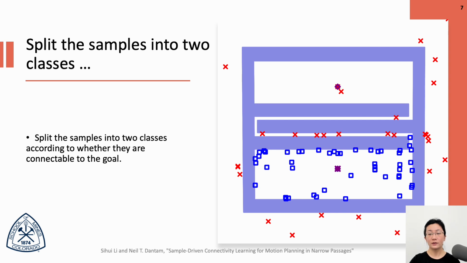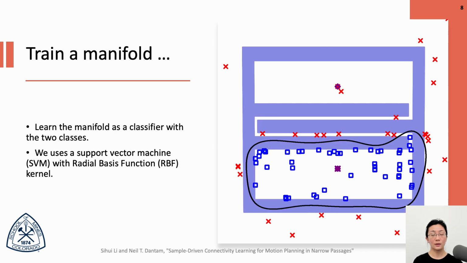Then, we split the samples into two classes, according to whether they are connectable to the goal. In this case, the blue square points are the samples connectable to the goal, and the red cross points are the other samples. With these two classes of samples, we learn a manifold as a classifier. We use a support vector machine with RBF kernel to learn the manifold.